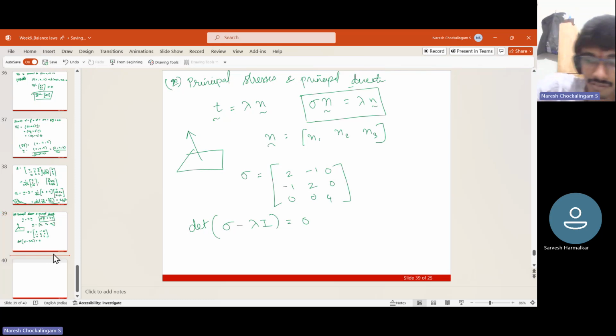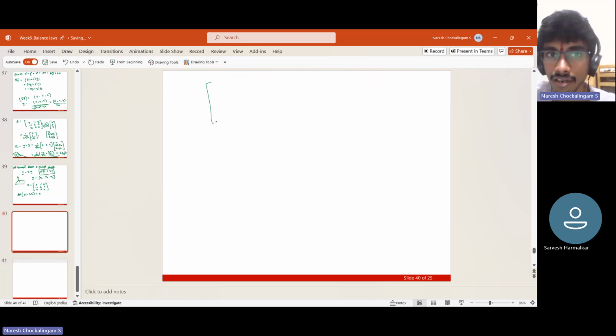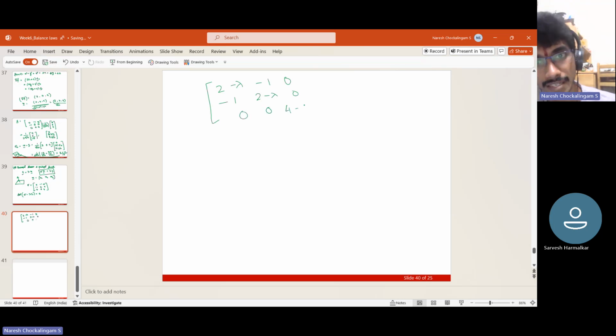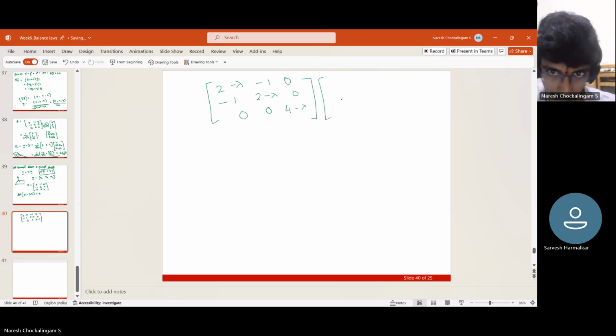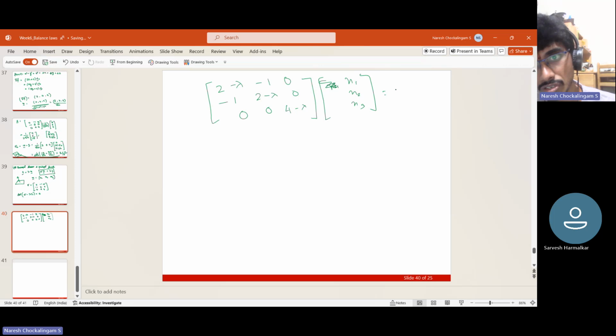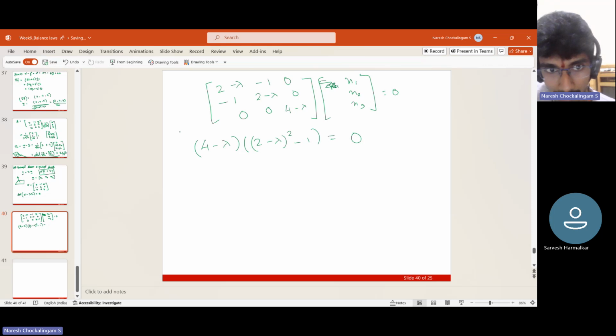Let's do that. So sigma minus lambda I is 2 minus lambda, minus 1, 0, minus 1, 2 minus lambda, 0, 0, 0, 4 minus lambda. This system should have non-trivial solutions, which means the determinant of this has to be 0. So what is the determinant of this matrix? It is 4 minus lambda times (2 minus lambda) the whole square minus 1, which should be equal to 0.